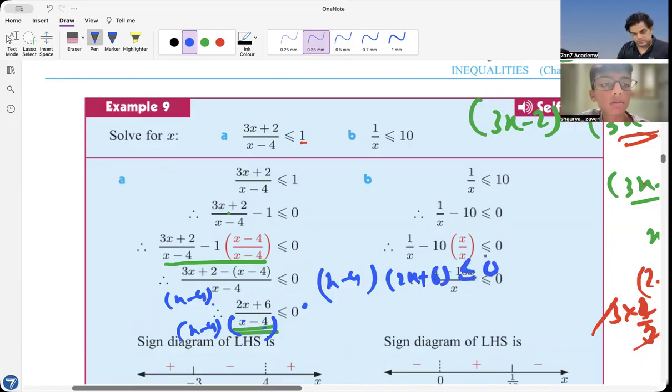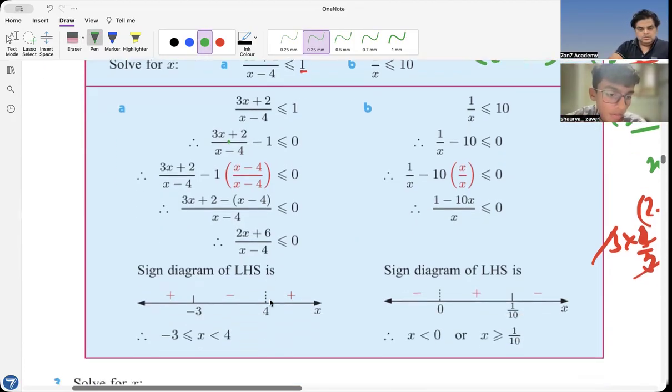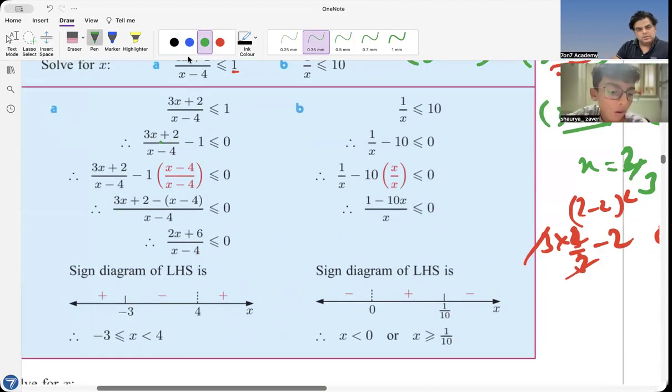Here, what if we make the x minus 4 go to the other side, so it will be multiplied by 0? This is like a normal equation, so can we make x minus 4 go to the other side, so it will be multiplied by 0?